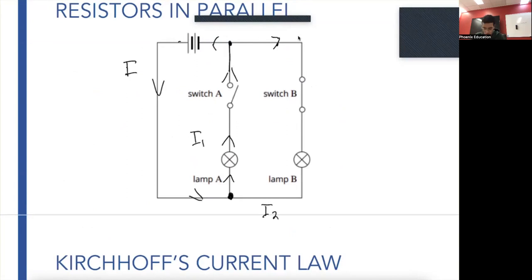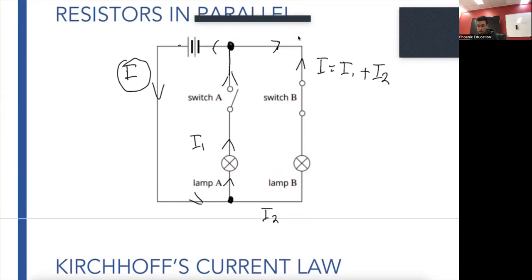So this dot will be your junction, okay? Then these two separate currents will flow through their individual branches until they reach another junction, at which point they will add up together such that they form the original current of I. So I would equal I1 plus I2. Okay, and that will tell us how to find the current in each of the branches.